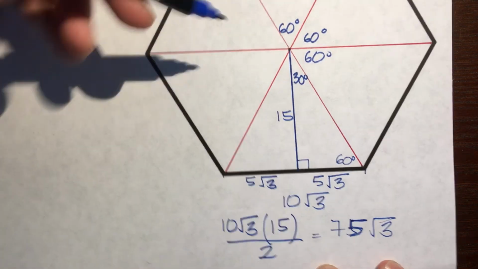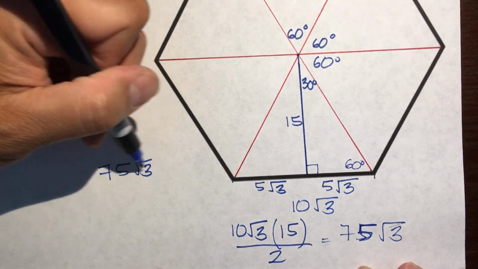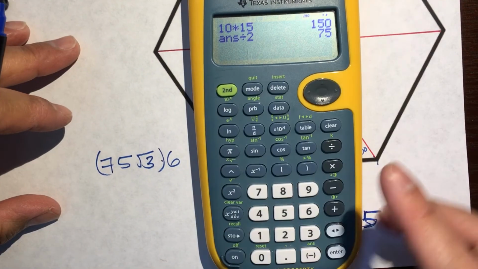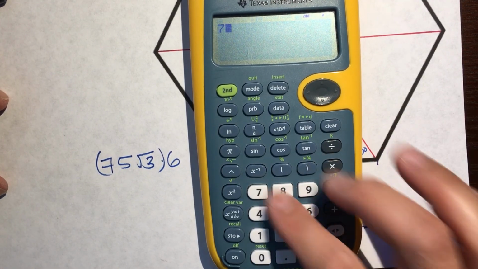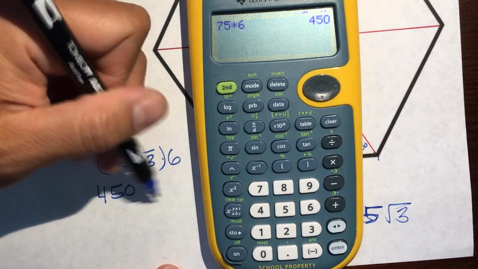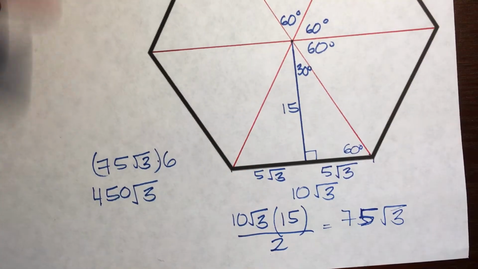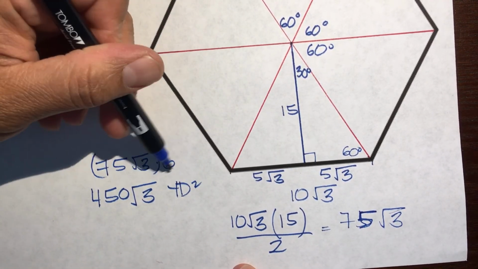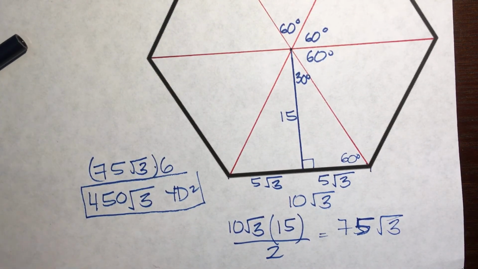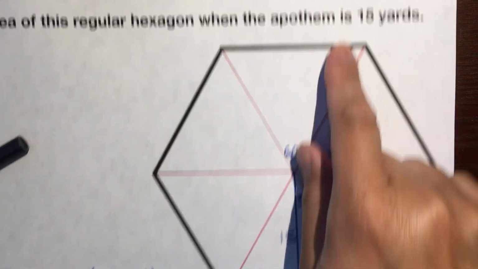And we know that there are 6 congruent triangles. So 75 square root of 3 times 6. Let's put parentheses. 75 times 6 would be 450. And please don't forget that square root of 3. Let's leave it in radical form. Yards squared. And that is how you find the area of a regular hexagon when you're given the apothem.